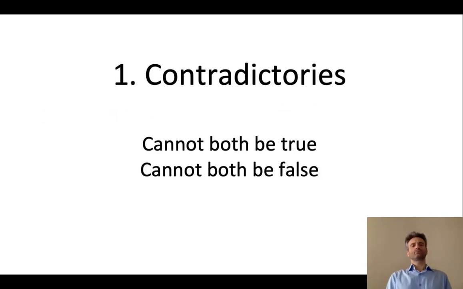The first relationship is contradiction. So two categorical forms are contradictories only if they cannot both be true and they cannot both be false. In other words, when they are related, they must have opposite truth values. Now, which two forms are contradictories?